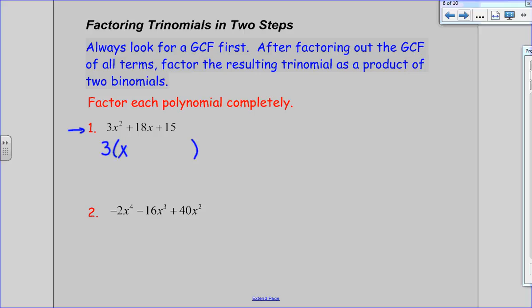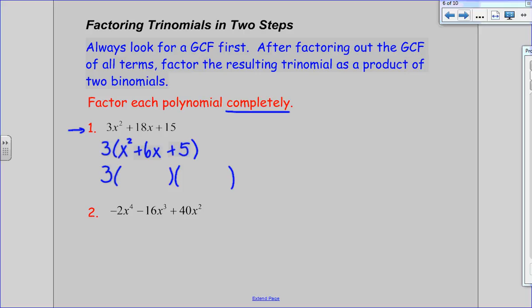We end up with 3, and in our parentheses, x squared plus 6x plus 5. And now that we've factored out the 3, we want to see if there's anything else we can do to factor this, because our instructions are to factor it completely. We factored it partially right now, but the trinomial x squared plus 6x plus 5 can be factored further. And so let's try it.